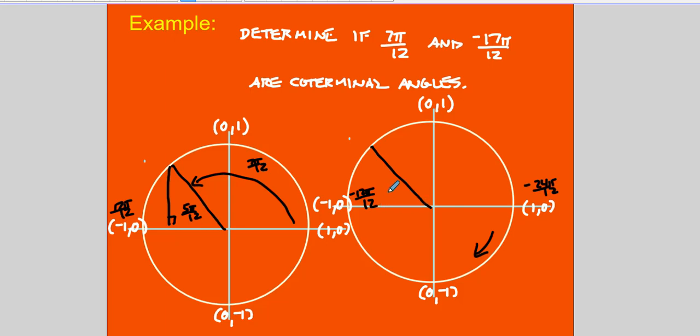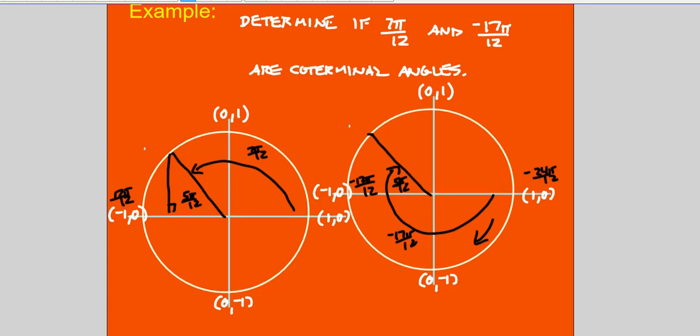And negative 12 pi over 12, and this is also going to have a reference angle of 5 pi over 12. So these, in fact, you can see are coterminal angles. Again, the total angle here is negative 17 pi over 12. So the answer there would be yes.